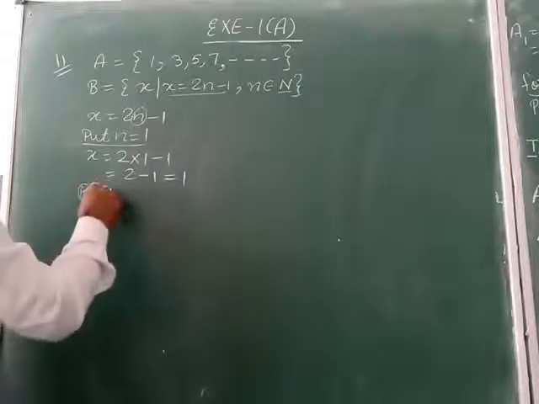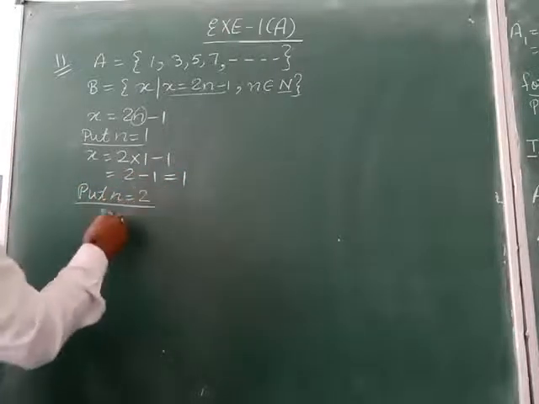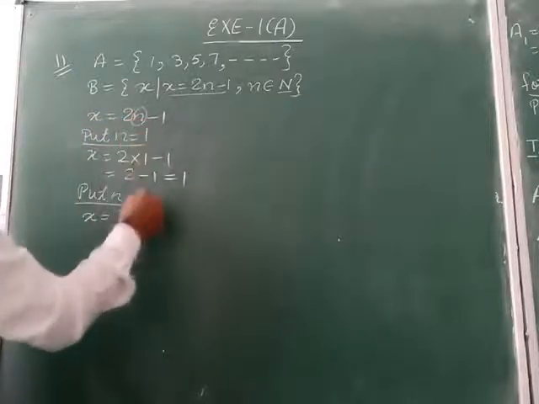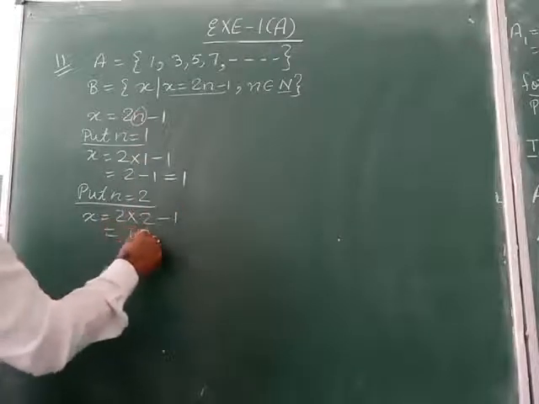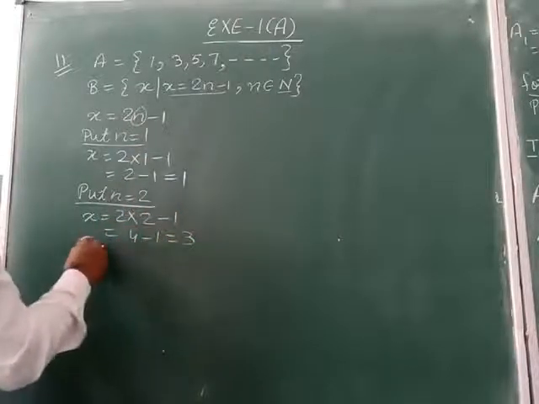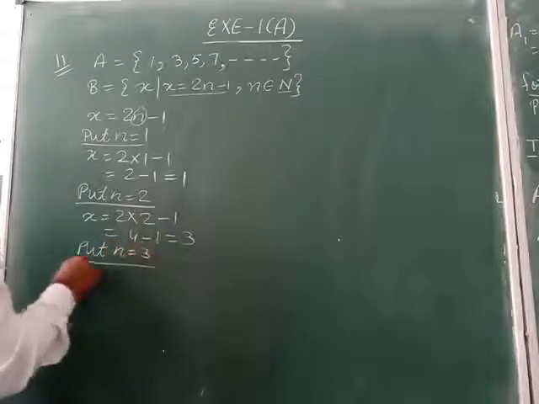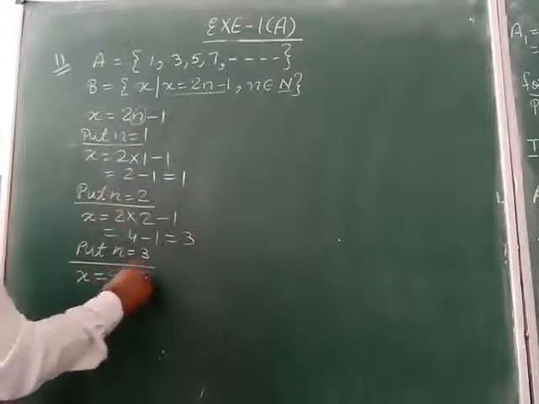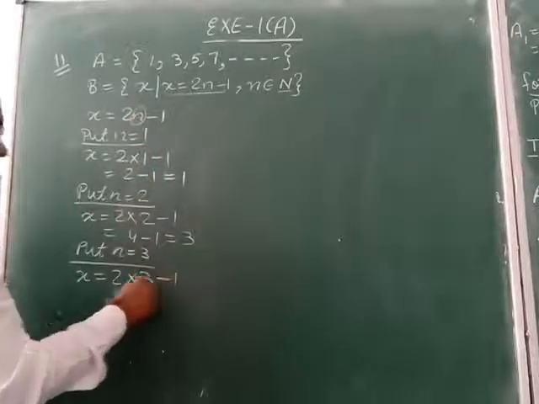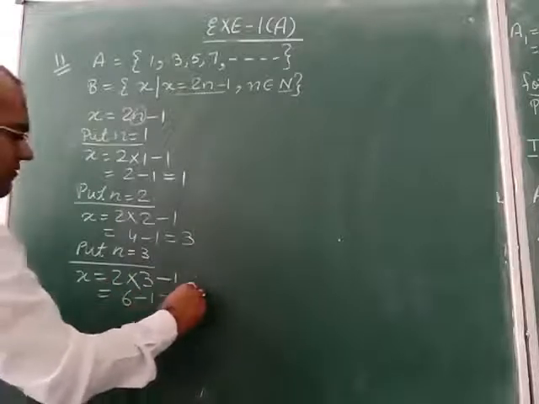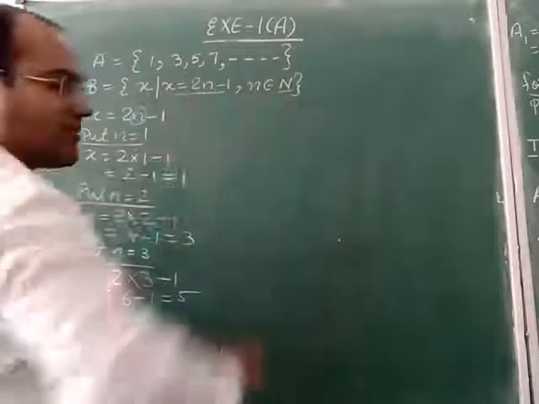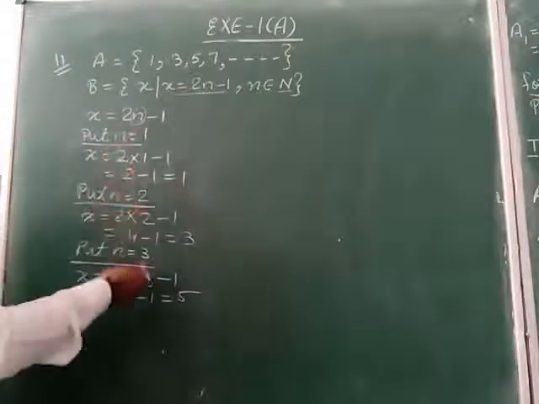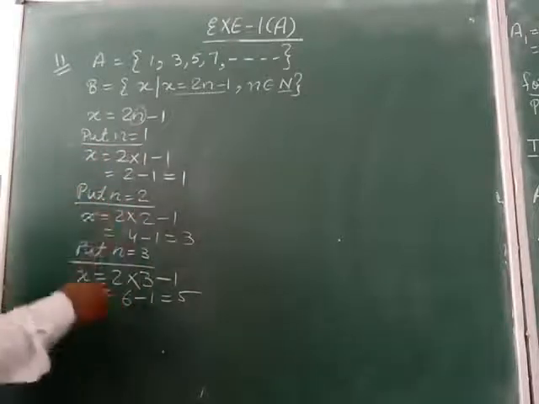When we put n is equal to 2, then x is equal to 2 multiply 2 minus 1, 4 minus 1 will be 3. When we put n is equal to 3, then x is equal to 2 multiply 3 minus 1, 6 minus 1 will be 5. Up to which values of n we have to write, it is not given in the question. That means we will keep on putting the values of n and our x answers will keep on coming.